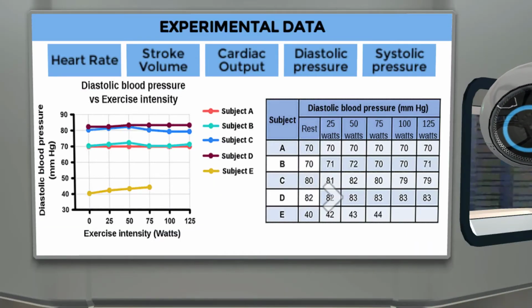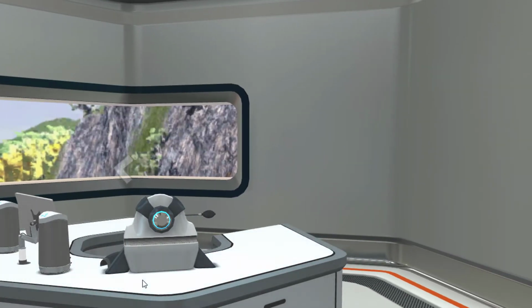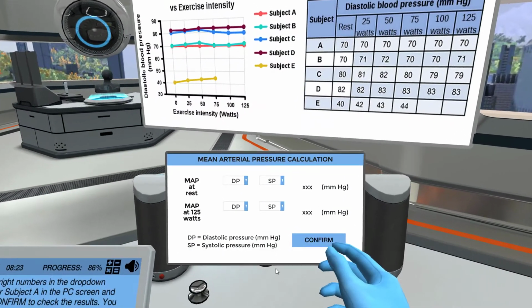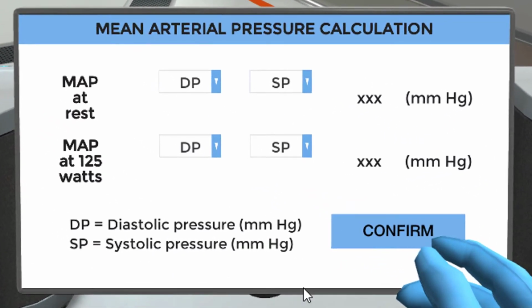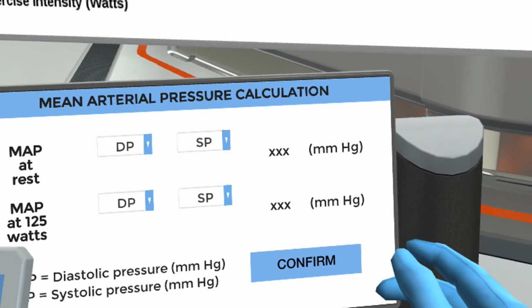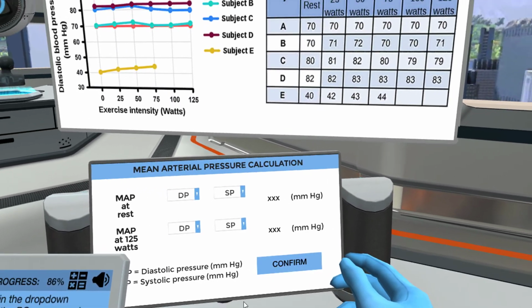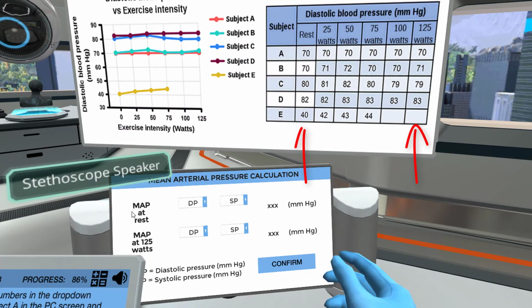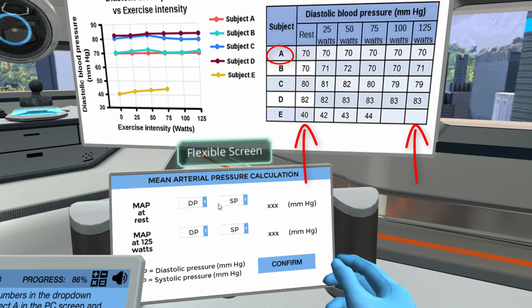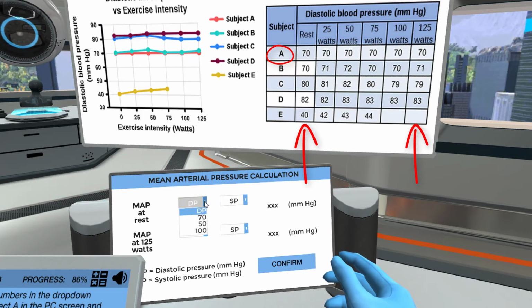Move to workbench 2 and look at the PC screen there. Here you can see the formula that is used to calculate the MAP. Let's calculate it for our data at 125 watts and at rest. Fill the right numbers in the drop-down menu for subject A in the PC screen and press confirm to check the results. You can find the information on the wall screen.